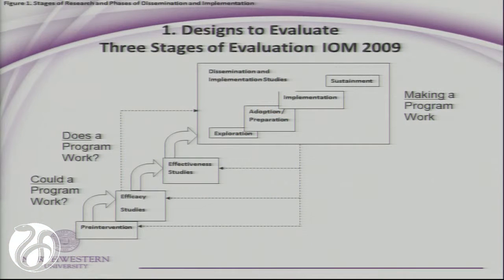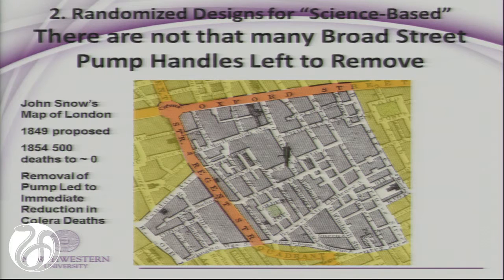This is a picture from the Institute of Medicine report in 2009 that laid out these early stages of efficacy studies, that is, understanding could a program work under optimal conditions, and does a program work under more realistic conditions. But the biggest step is this upper box about implementation and dissemination studies that have to do with adoption, implementation with fidelity, sustainability, scaling up, all the big issues that we really need to address if we're going to have a public health population-based impact. That's making a program work. The evaluations of those are a little bit different. We'll talk a little bit about it.